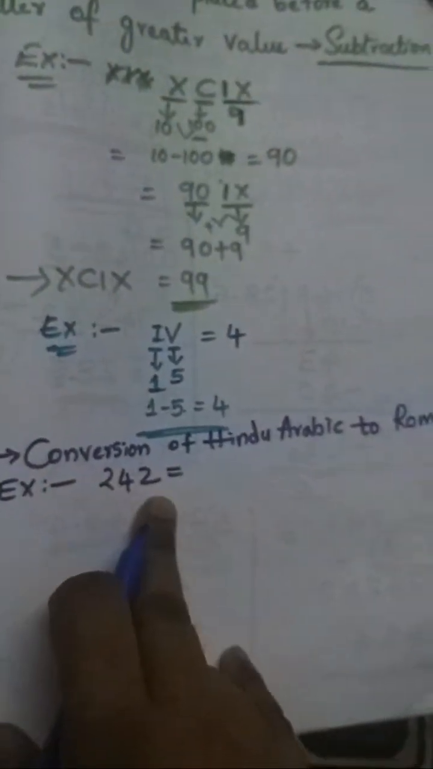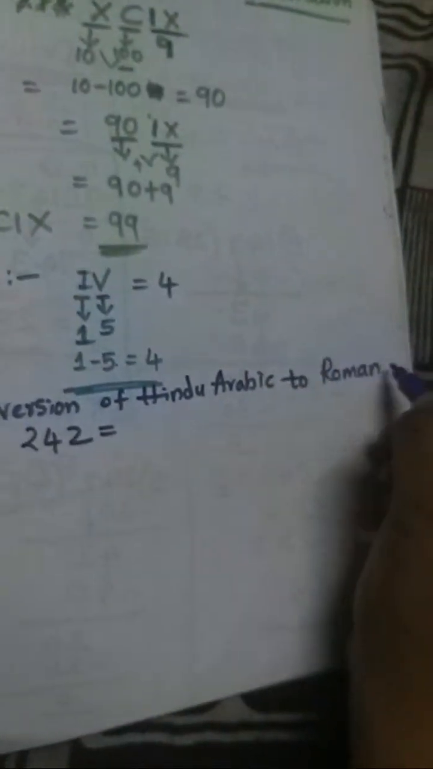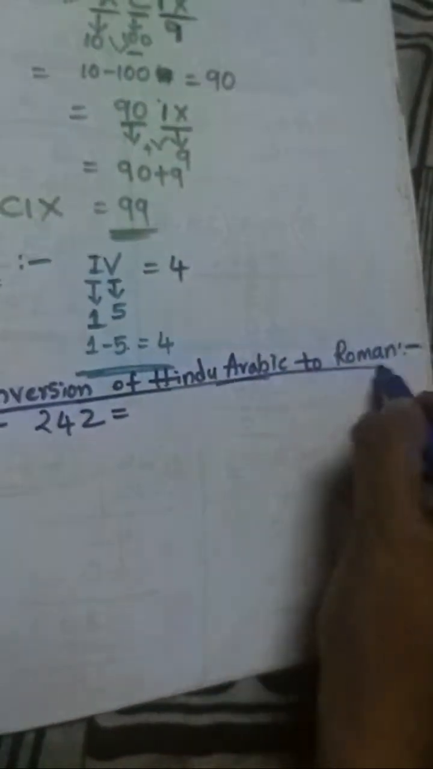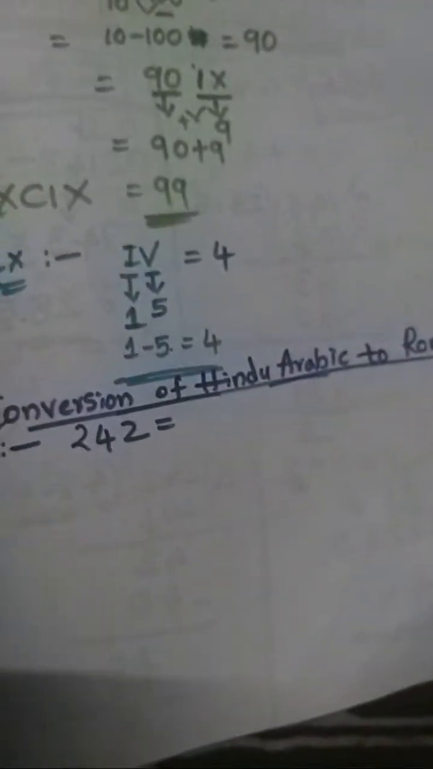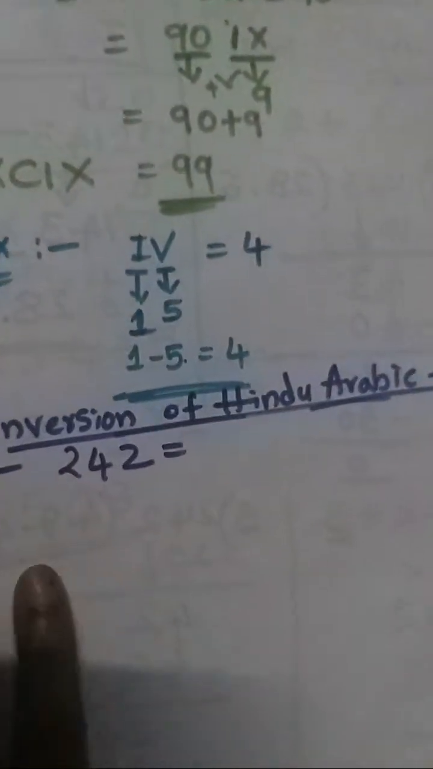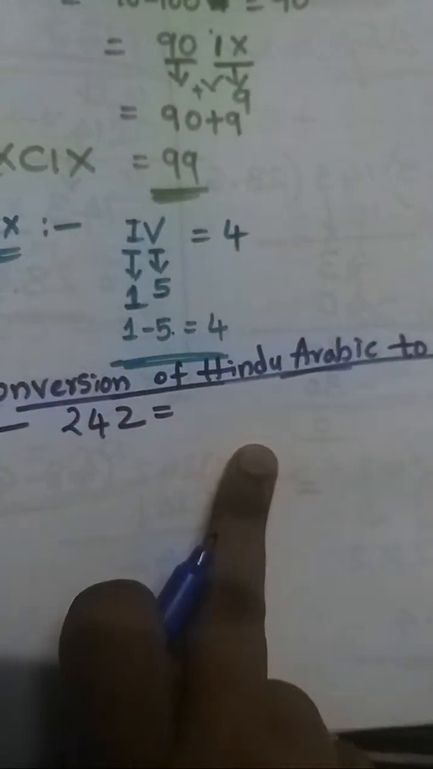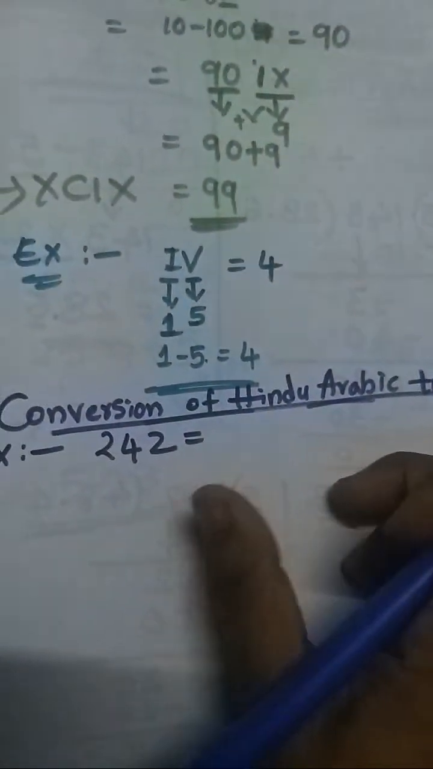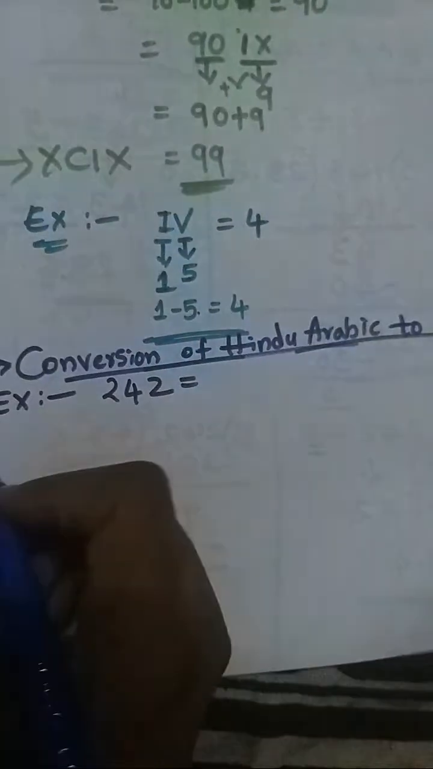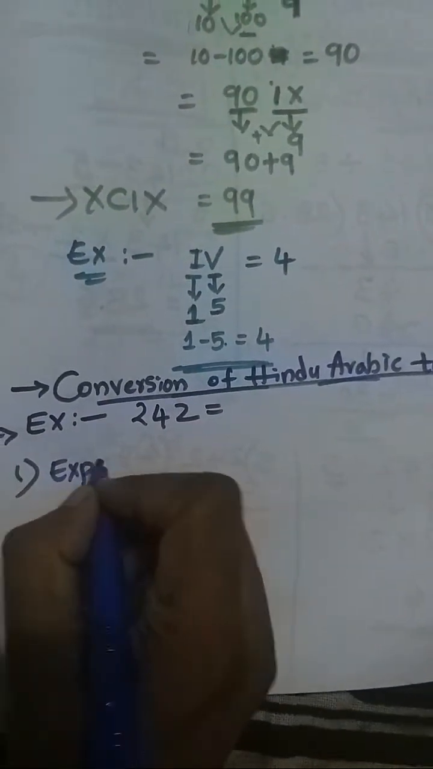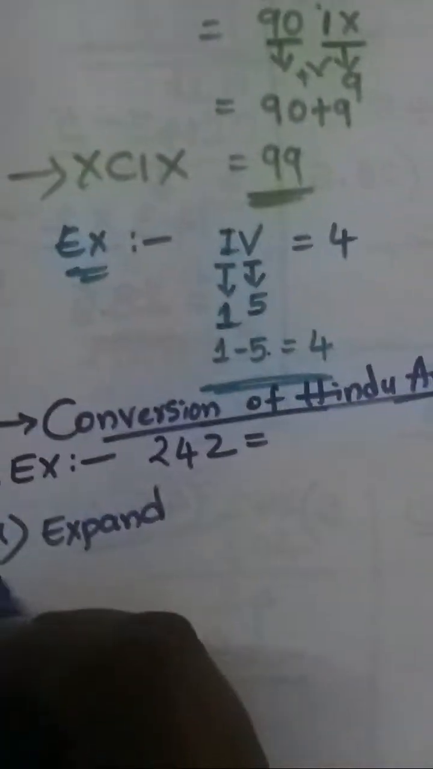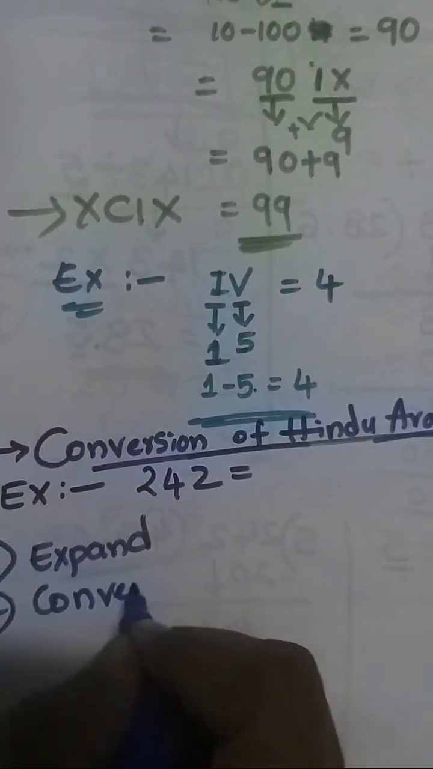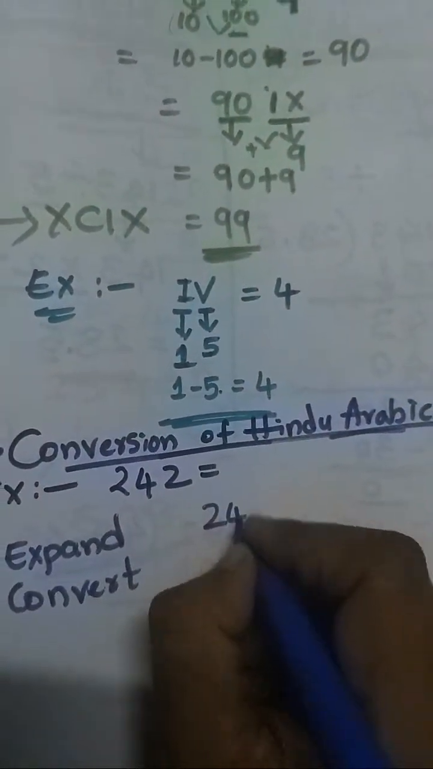So 242 is a Hindu Arabic number, and we want the Roman numeral. See here, 242 is given. When we convert this Hindu Arabic numeral to a Roman numeral, we expand the number according to place value and then convert. First we have to expand this. Next step, we have to convert. Now first step, we write it in expanded form.